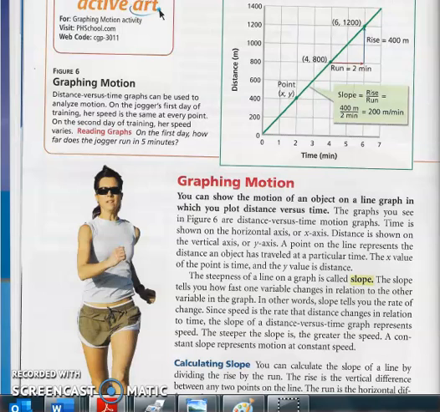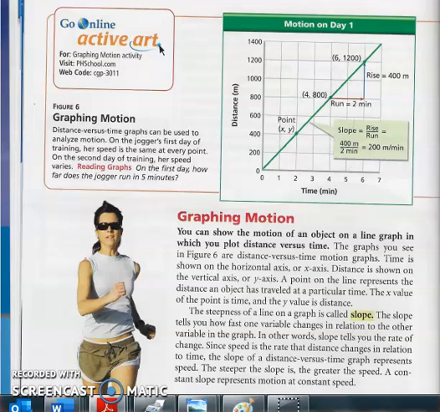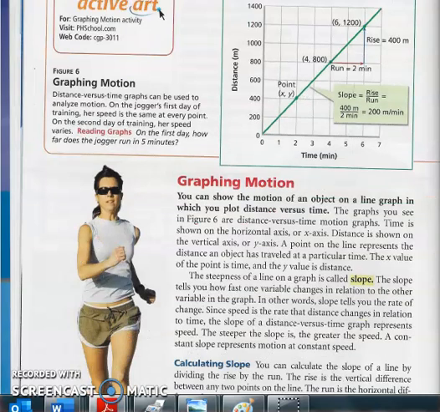Graphing motion. You can show the motion of an object on a line in which you plot distance versus time. The graphs you see in figure 6 are distance versus time motion graphs. The time is shown on the horizontal axis or x-axis. Distance is shown on the vertical axis or y-axis. A point on the line represents the distance an object has traveled at a particular time. The x value at the point is time, and the y value is distance.